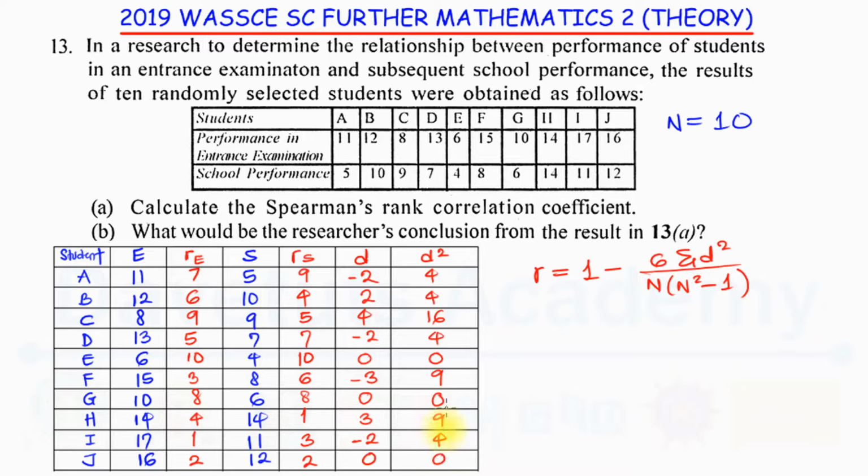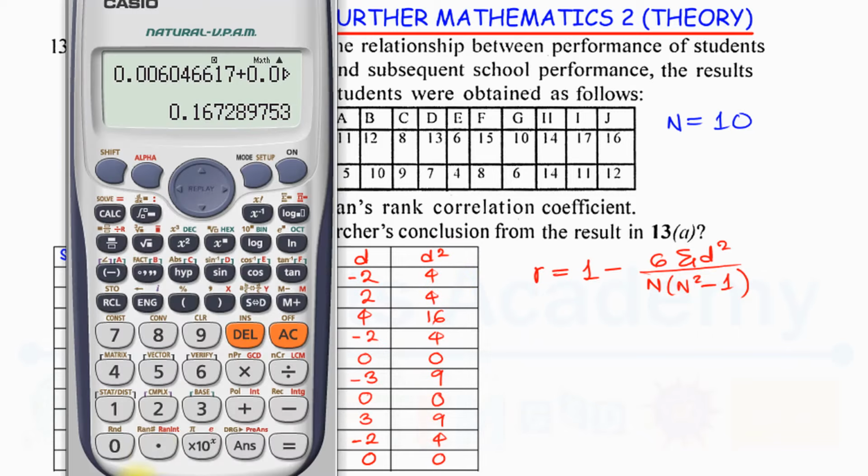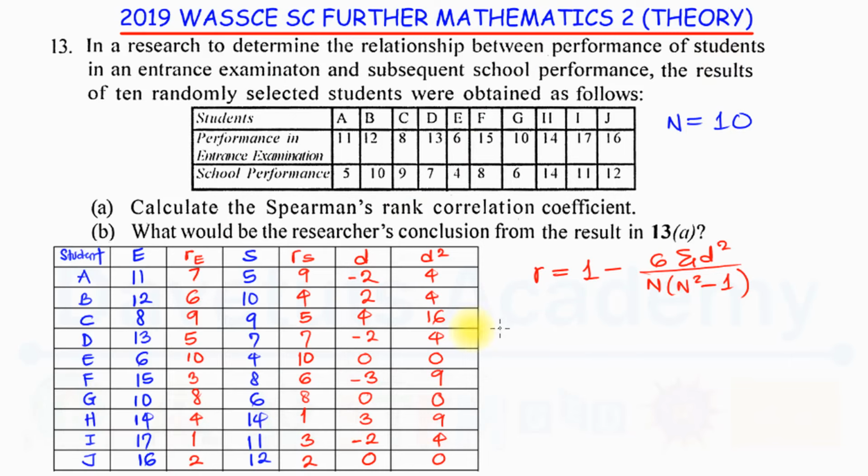So this is the square of the deviation that we need to add, and let's just use our calculator so that we don't make mistakes. 4 plus 4 plus 16 plus 4 plus 0 plus 9 plus 0 plus 9 plus 4 plus 0. Okay, so this is 50. So we can see that the summation of d squared is 50.